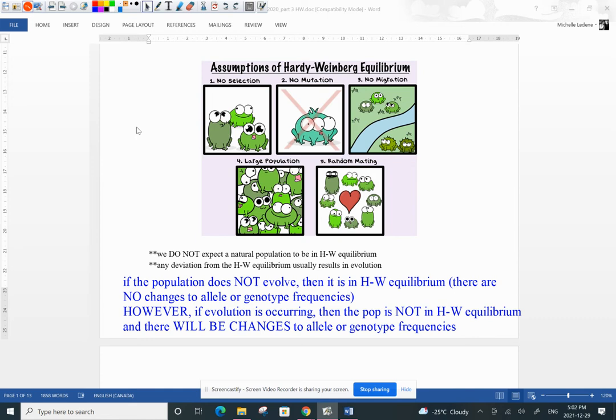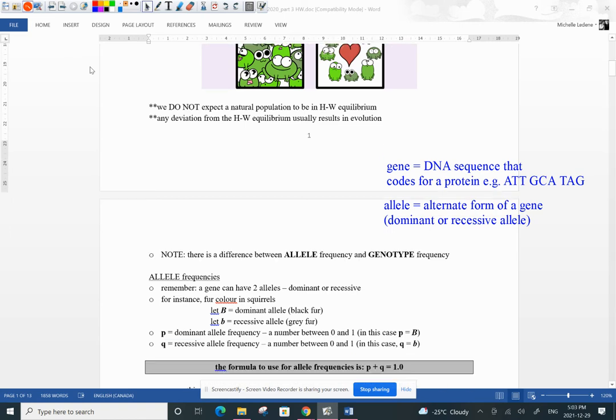However, we can use this model to predict that if evolution is occurring, the population is not in Hardy-Weinberg equilibrium, because there are changes in the allele frequencies, the number of individuals in the population that have dominant versus recessive. Or there are changes in genotype frequencies: more recessive individuals are being born into a population, or more individuals that have a homozygous dominant genotype.